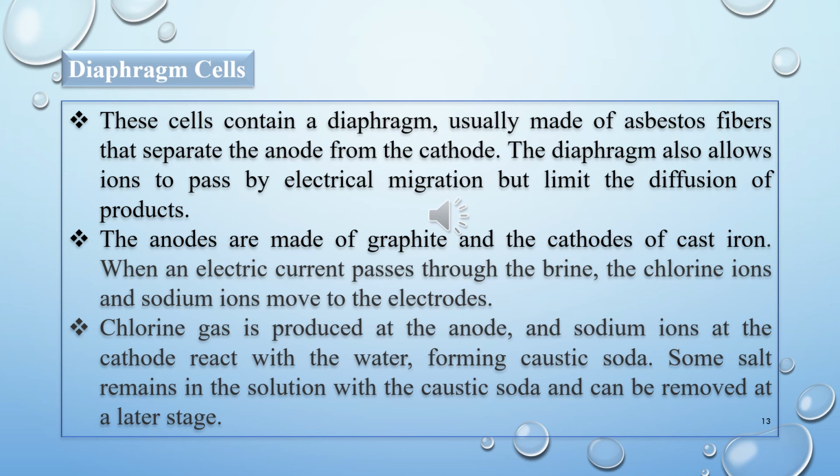So in this we have discussed that in diaphragm cells there are diaphragms which are formed of asbestos fibers, and these diaphragms allow the ions to pass through, but they forbid the products from passing through. We also said that anodes are made of graphite and cathodes are made of cast iron. And then at the end we discussed that chlorine is produced at the anode and sodium hydroxide is produced at the cathode compartment.